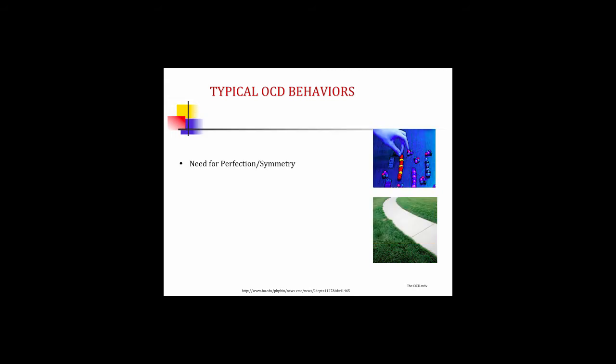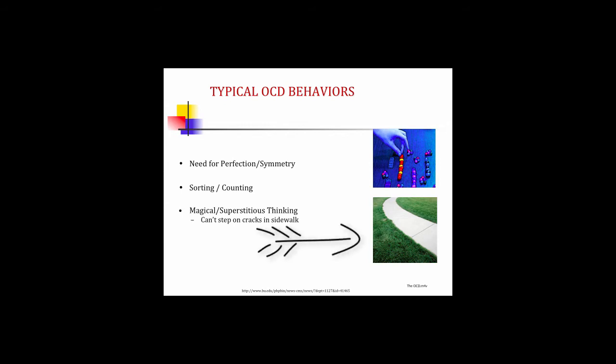Well, some of these behaviors include a need for perfection or symmetry, sorting or counting. The individual with this type of OCD is always making sure that things are in groups of 5 or groups of 6, or sometimes they're just counting on their fingers. They need to make sure that they've counted up to a certain number before they're able to proceed with any other activity. They also have an obsessive belief in magical or superstitious thinking.